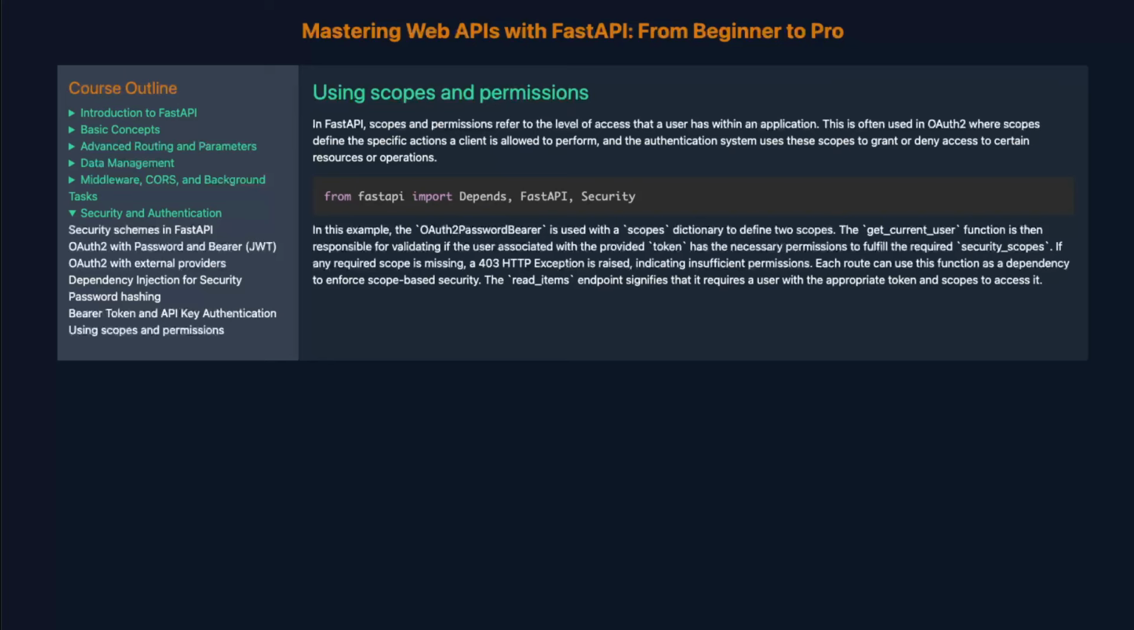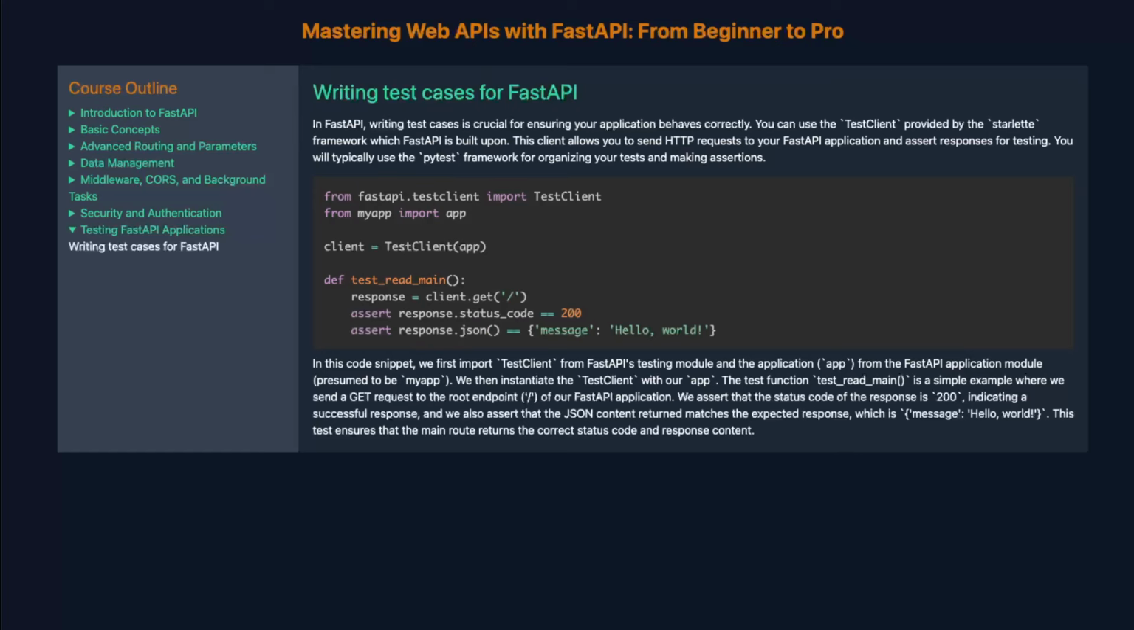Writing test cases for FastAPI. In FastAPI, writing test cases is crucial for ensuring your application behaves correctly. You can use the TestClient provided by the Starlette framework, which FastAPI is built upon. This client allows you to send HTTP requests to your FastAPI application and assert responses for testing. You will typically use the Pytest framework for organizing your tests and making assertions.